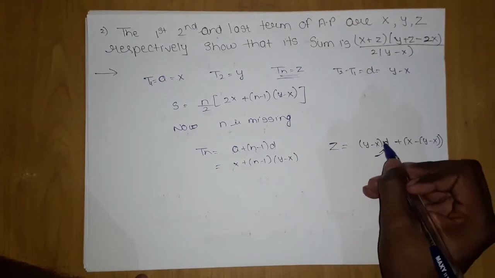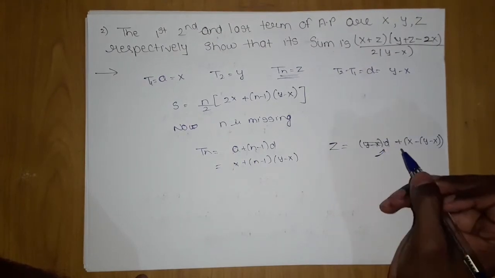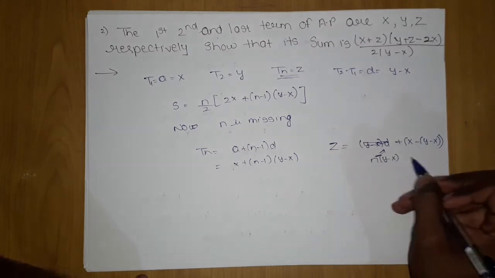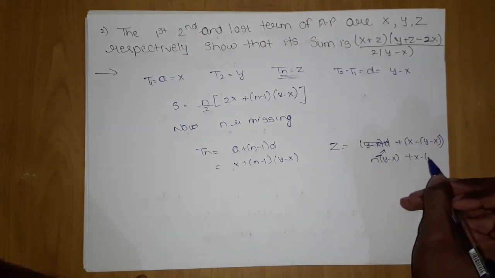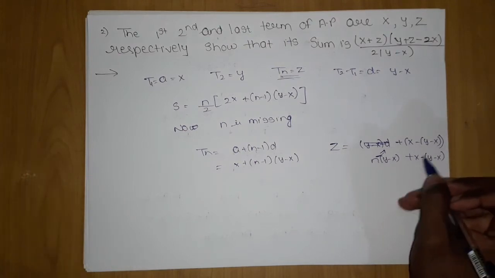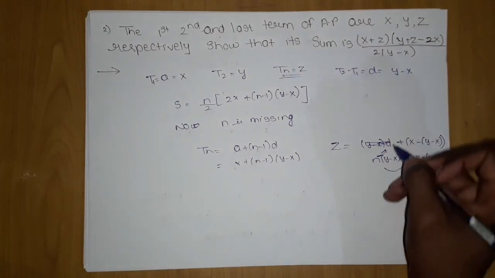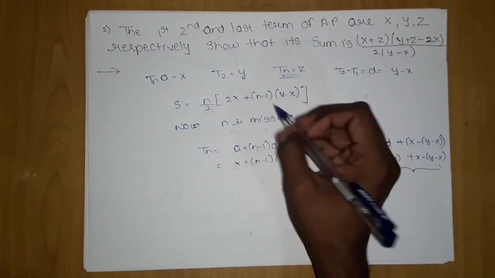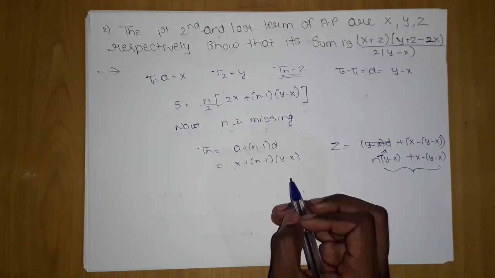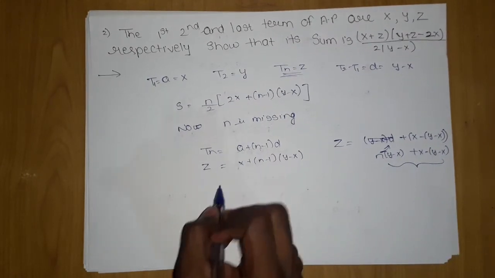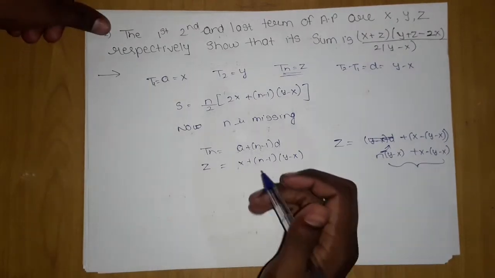Here, n into y minus x plus x minus d, which is y minus x. Now this is correct, but it is not matching with our form. Here n minus 1 terms are present, so we can get some value directly. tn was our z, so we will put the z value.